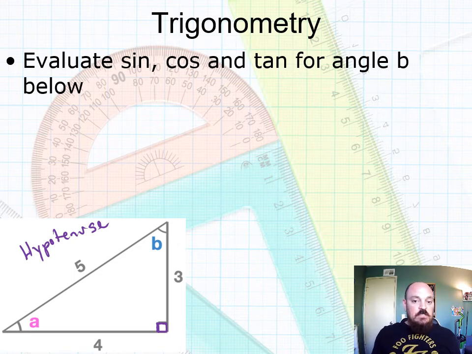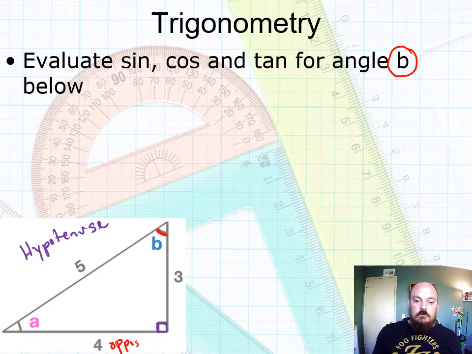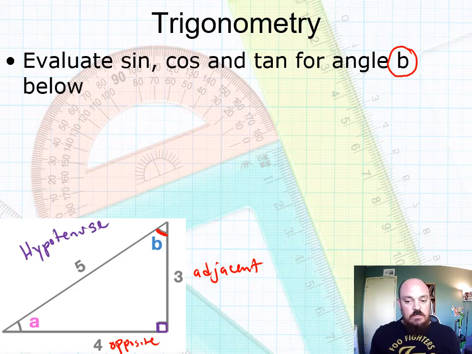Now for the opposite and adjacent, you have to be careful. You have to look back at the question and say, this time I'm talking about angle B. And angle B is this one up here on the top. That means the 4 is the opposite, because it's opposite from the B. And the 3 is adjacent, because it's adjacent or next to angle B. So that's what you do first for all of these questions. Whenever you're doing a trig problem, you always look at your triangle and you label opposite, adjacent, and hypotenuse first.